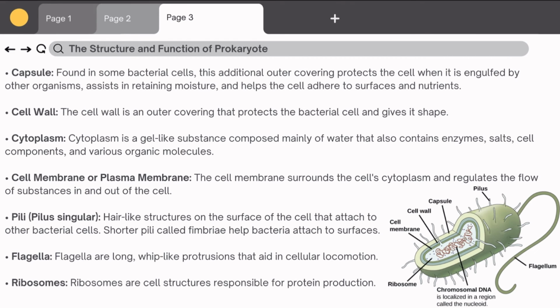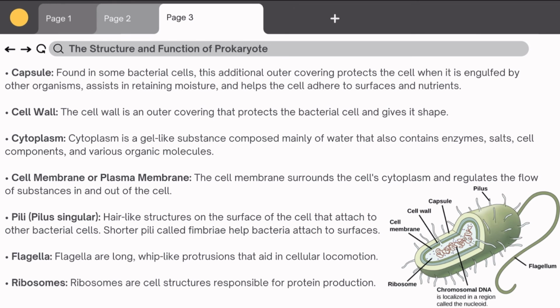The third one is cytoplasm. Cytoplasm is a gel-like substance composed mainly of water that also contains enzymes, salts, cell components, and various organic molecules. The next one is cell membrane or plasma membrane. The cell membrane surrounds the cell cytoplasm and regulates the flow of substances in and out of the cell.